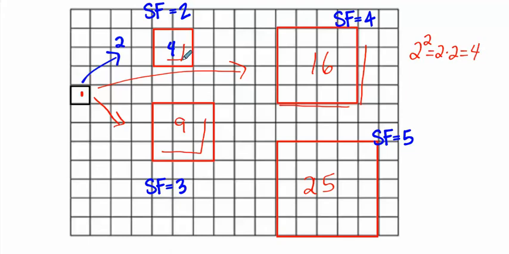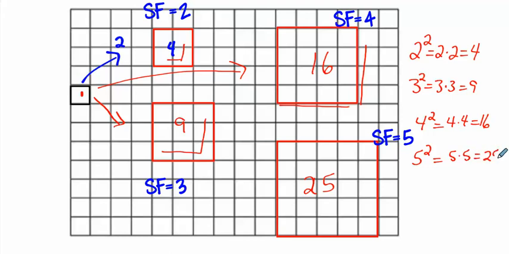That's a squared number. If I have 3 to the second power, that means 3 times 3. This little dot means to multiply, okay? So that would be 9. 4 squared, or 4 to the second power, means 4 times 4 equals 16. 5 squared, or 5 to the second power, means 5 times 5, and so on. It's 25, okay?